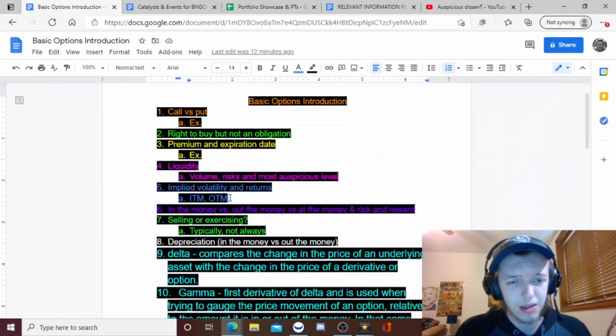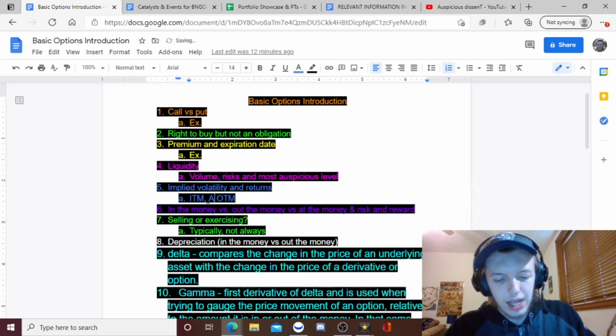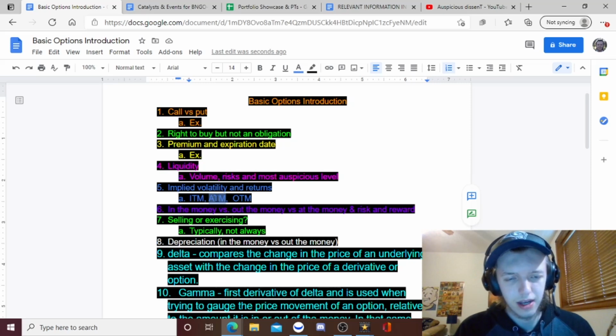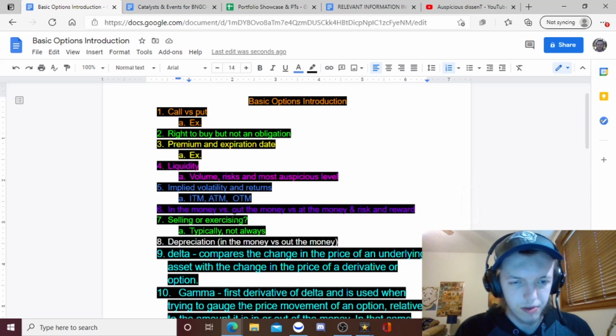So in the money is below the strike price, less risk and less reward. Out of the money means more risk, more reward, and less premium. And this one has a higher premium. Also, at the money. I'll go ahead and add at the money, I guess. So this is basically what the share price is at right now. That's kind of the middle ground. It's kind of the middleman area. You can get a little bit of risk, a little bit of reward, right? And a balanced premium essentially.